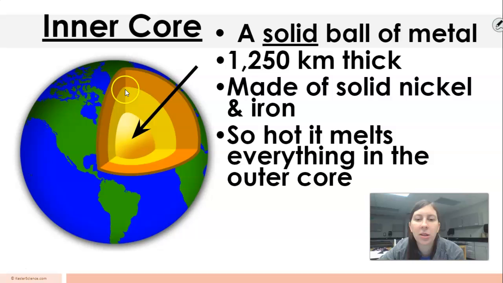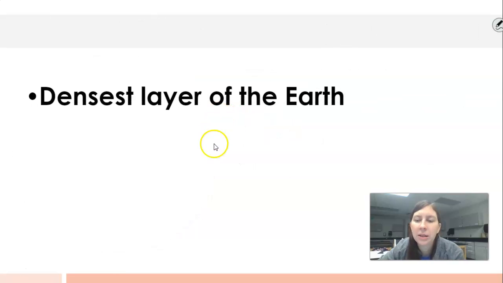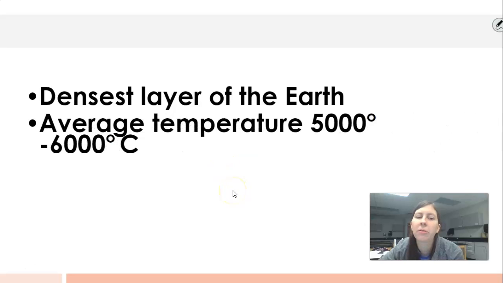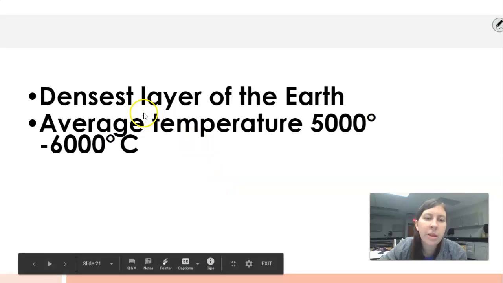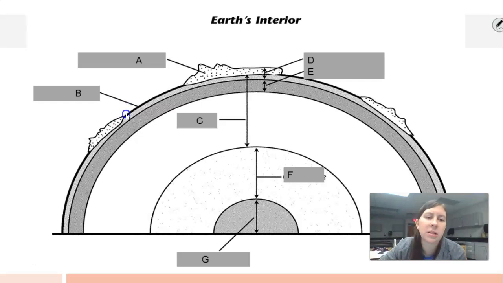It's so hot that it melts everything in the outer core. So this is almost like the heat source for the outer core. It's so hot that it keeps the outer core melted. The inner core is the densest layer of the Earth. The average temperature is about 5,000 to 6,000 degrees Celsius. So it's hotter than the outer core, but because there's so much pressure, it forces it into a solid state. And again, the pressure on it, keeping it a solid, makes it the densest layer of the Earth.